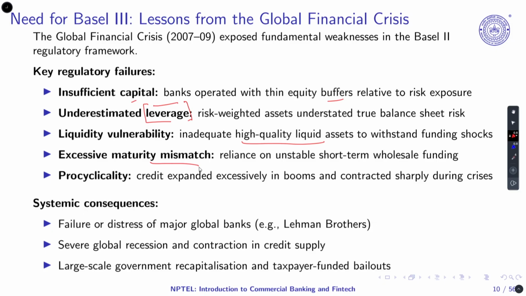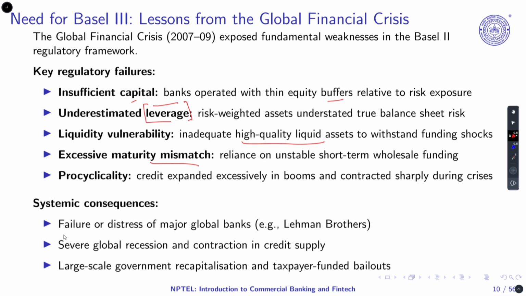And then the macro picture, pro-cyclicality. In the case of the US, the Greenspan era created a big bubble in the housing sector, and when it burst, it created a further shock to the macroeconomic system. As a result, we saw systemic episodes like failure or distress of major global banks, severe global recession, and large scale government recapitalization and tax funded bailouts. So this created a whole lot of debate and understanding.